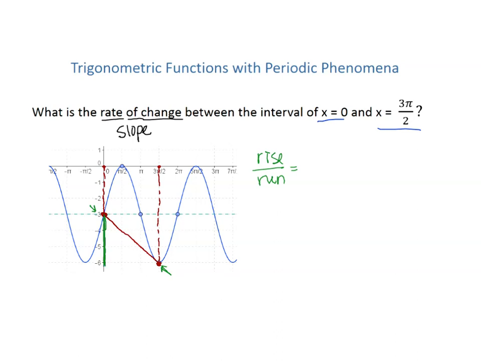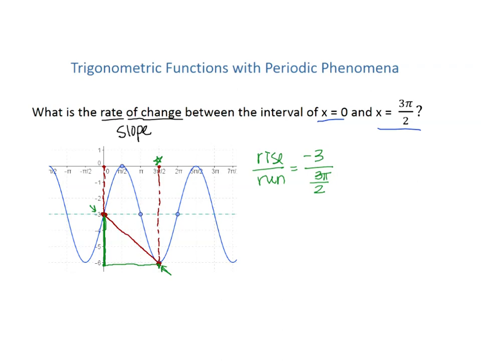I have to go down 3. So that's going to make my rise a -3. Then I have to go over how many? Well, I go from 0 to this point right here, which is 3 pi over 2.